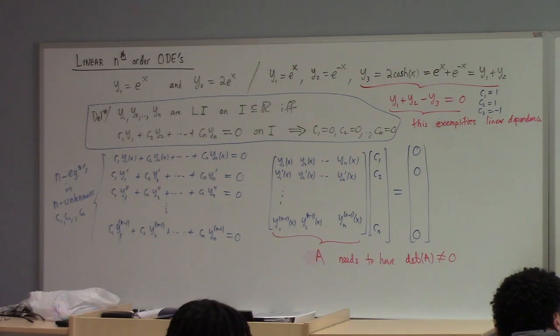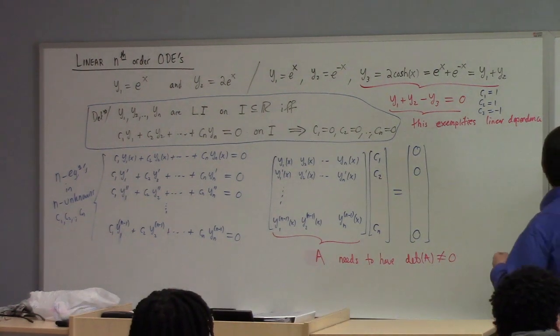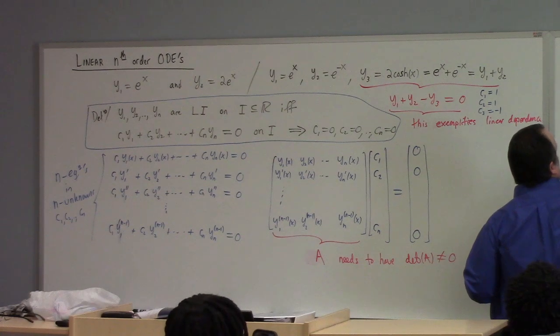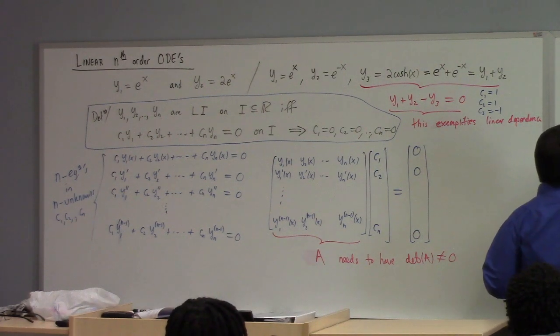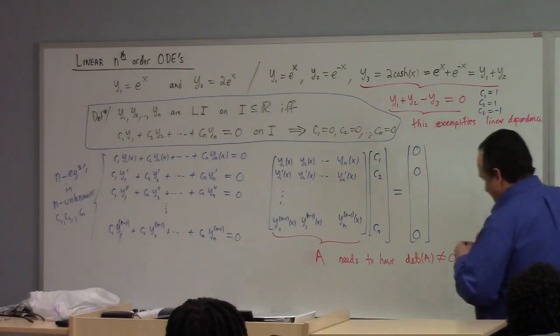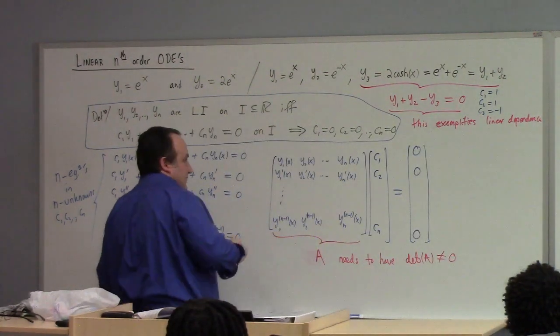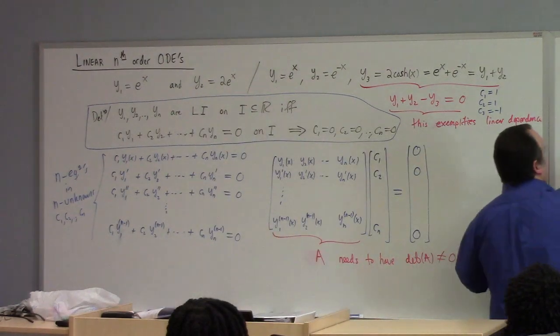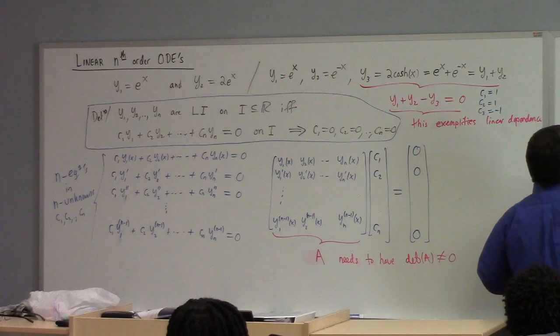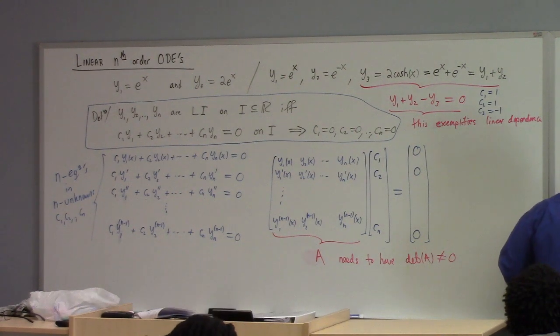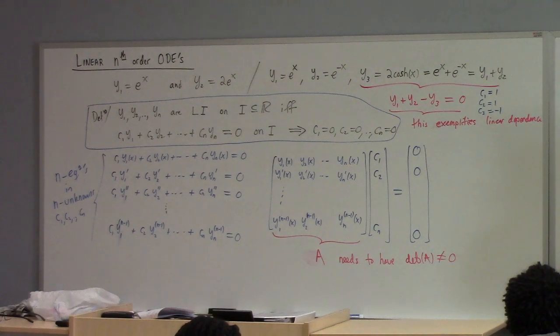We'll calculate this for a set of functions in just a second. But this is the so-called Wronskian of y1 through yn. And the theorem that follows immediately from the calculation we just did is, I'll take your question in just a second: if y1 through yn is linearly independent on I, then the Wronskian of y1 through yn at x is not equal to 0 for all x in I.